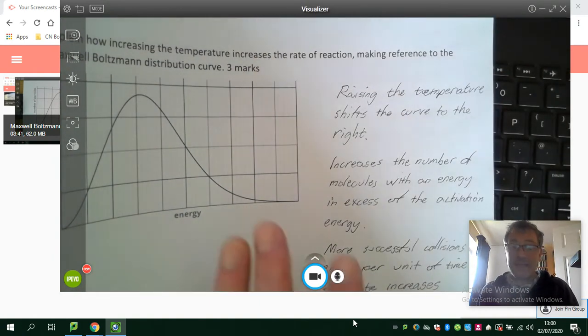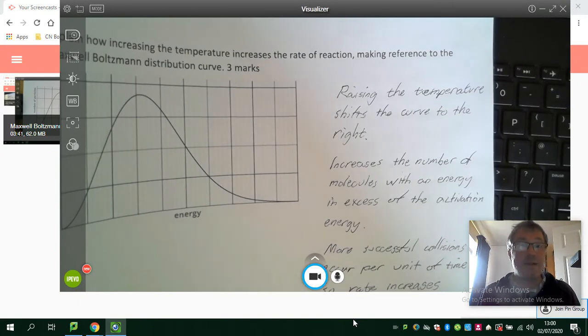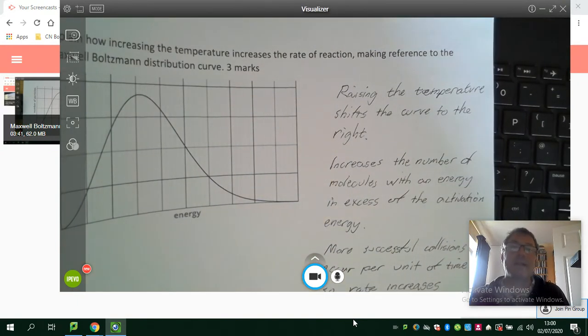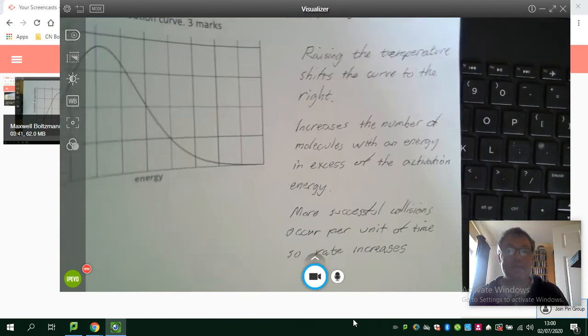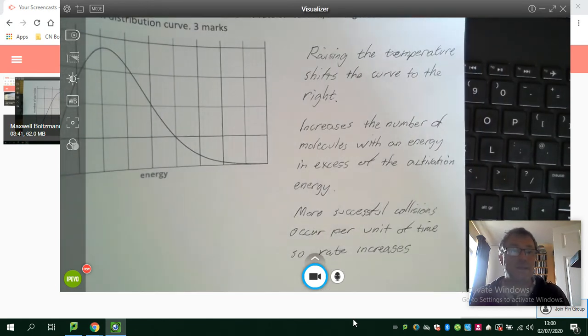So we can then state that it increases the number of molecules with an energy in excess of the activation energy, and therefore there will be more successful collisions occurring per unit of time. Remember, you've always got to give the idea of frequency of collisions, of successful collisions, and then to tidy it off so the rate increases.